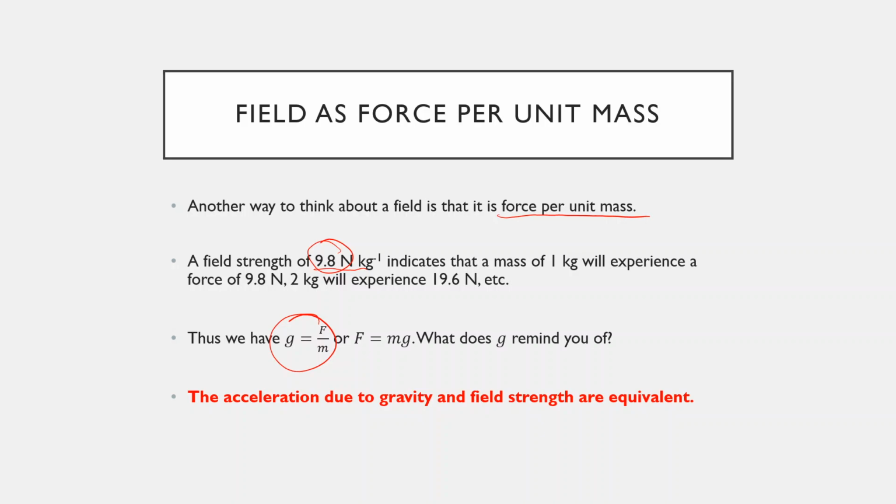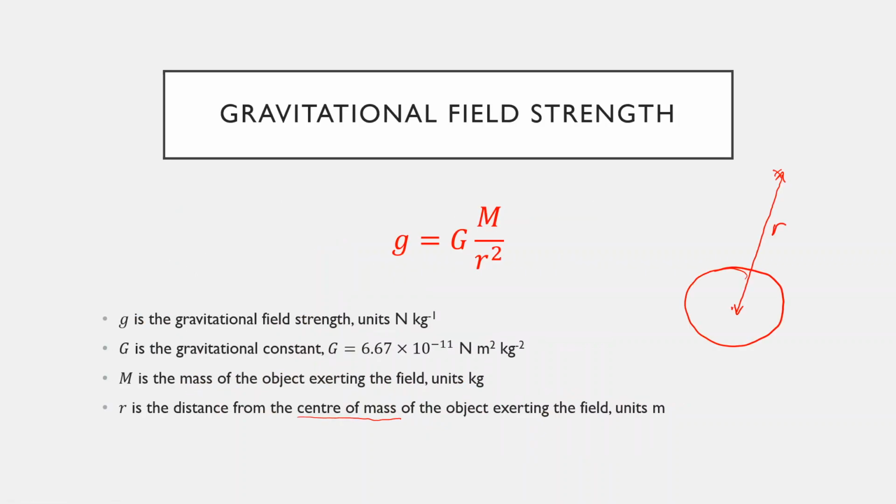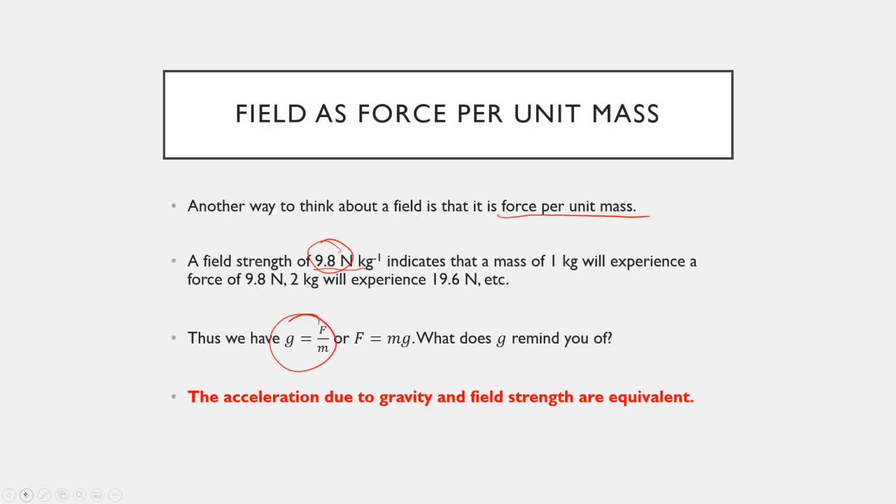It's F equals mg. So what does g remind you of? Okay, think about it. If you haven't already read the last line in big bold red letters, it's acceleration due to gravity. That little g here, the same little g that we're talking about when we calculate field strength, those are the same thing. Or you can consider them to be equivalent values.